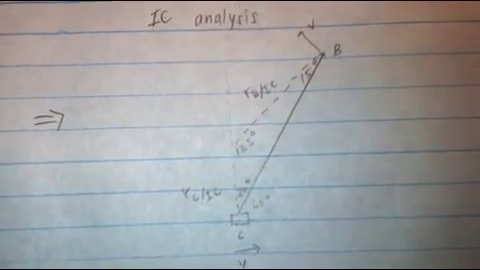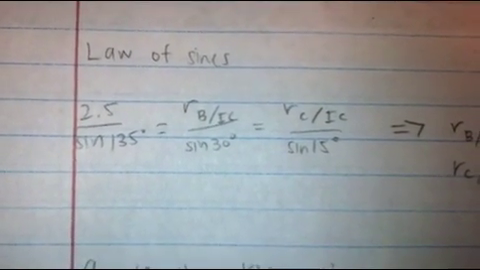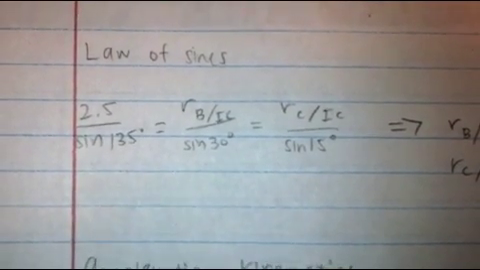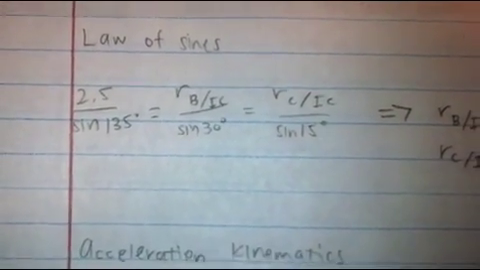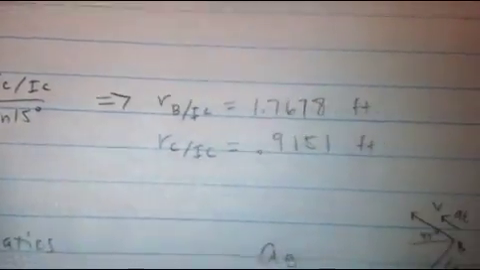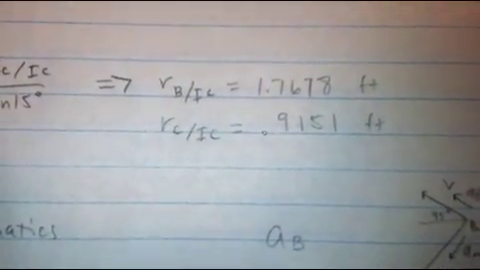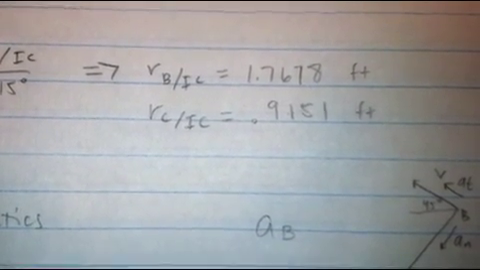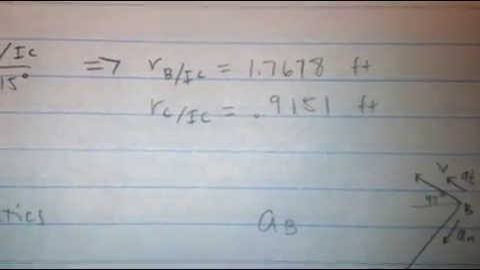So moving on to our law of sines, we can find out RBIC and RCIC, and we figure out RBIC to be 1.7678 feet and RCIC to be 0.9151 feet.